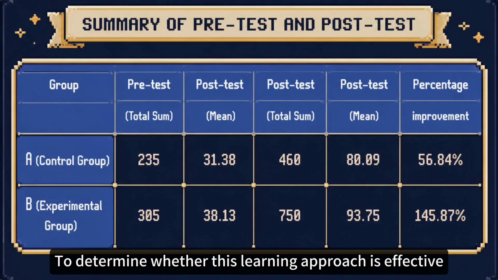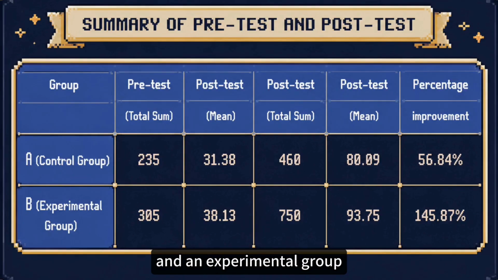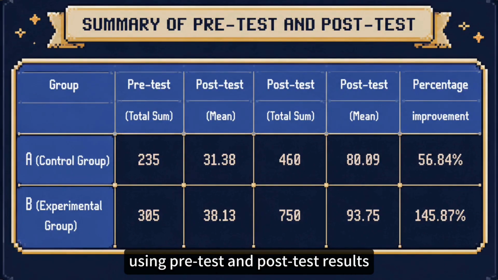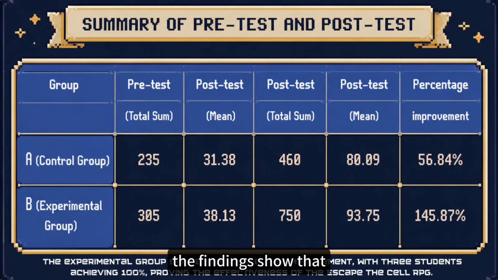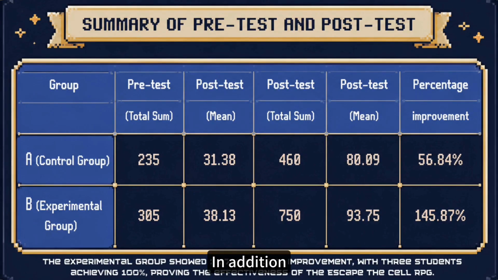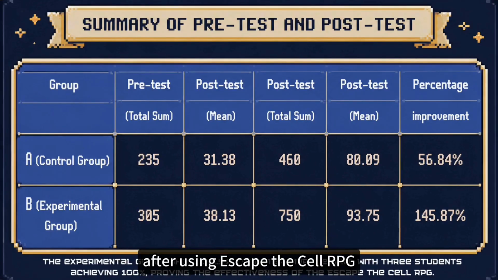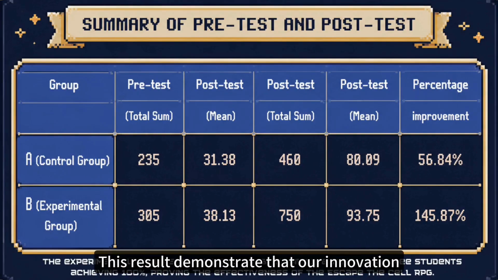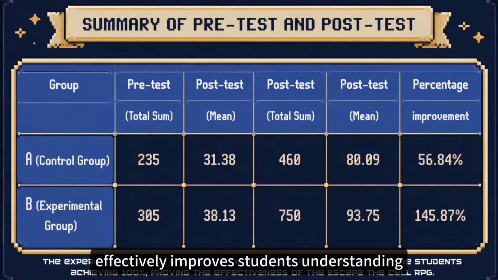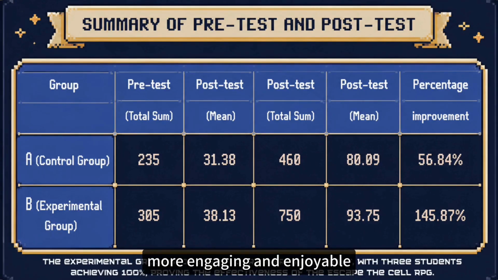To determine whether this learning approach is effective, we compared the learning performance of a control group and an experimental group using pre-test and post-test results. The findings show that the experimental group achieved 2.57 times greater improvement than the control group. In addition, 3 students obtained a perfect score of 100% in the post-test after using Escape the Cell RPG. These results demonstrate that our innovation effectively improves students' understanding of DNA and RNA while making the learning experience more engaging and enjoyable.